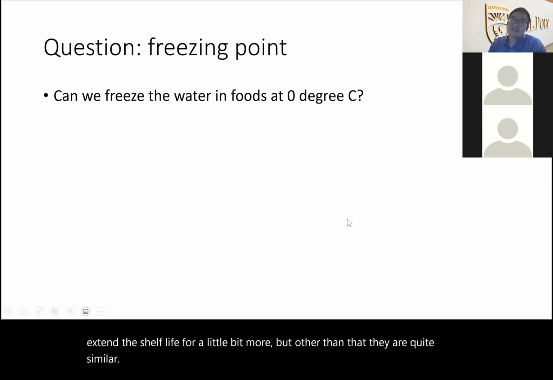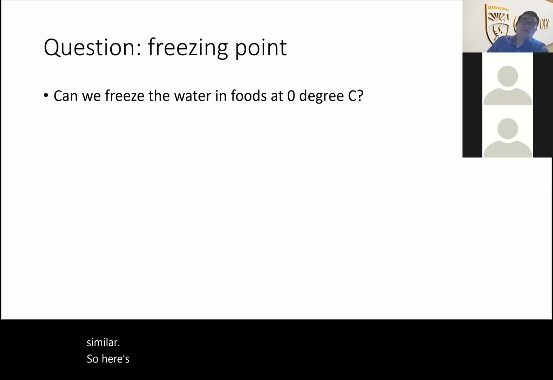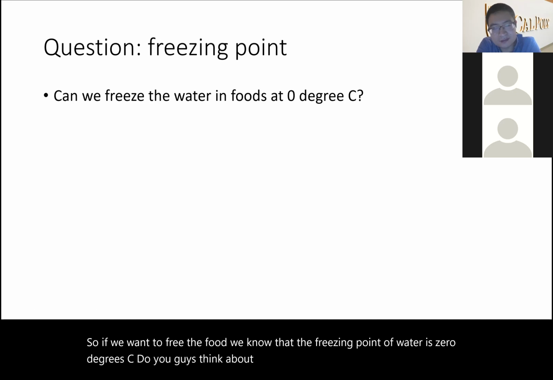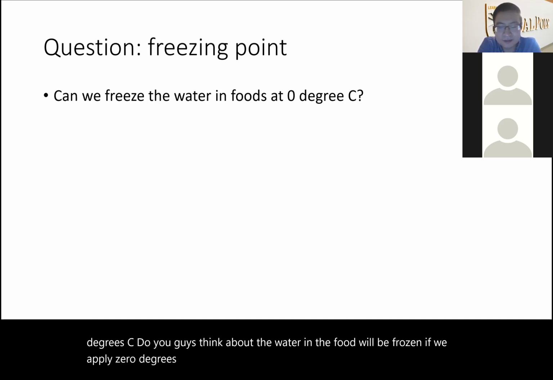So here's my question. If we want to freeze a food, we know that the freezing point of water is 0 degrees C. Do you think that the water in the food will be frozen if we apply 0 degrees C to the food?